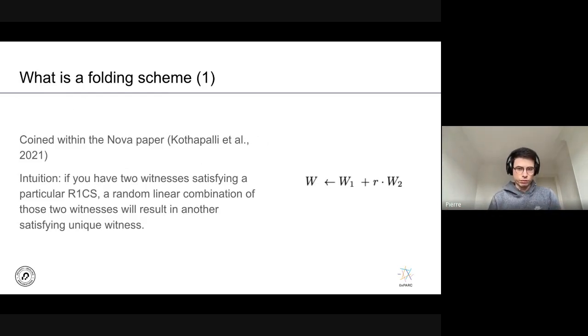So the intuition is straightforward. If you have two witnesses satisfying a particular R1CS, a random linear combination of those two witnesses will result in another satisfying witness. So here we require the linear combination to be random because it will be an interactive proving scheme between a prover and a verifier. So the verifier will basically send some randomness to the prover. That's why the linear combination is a random linear combination. But of course, it would also work if your little r term is not randomness. But in that case, it would not be cryptography anymore.